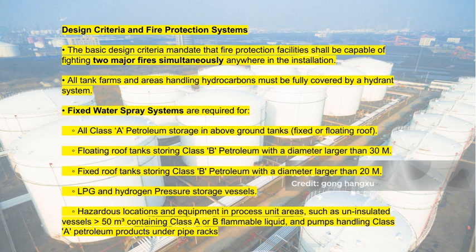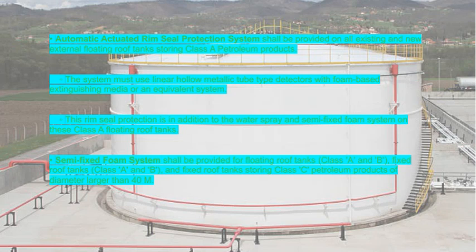Finally, in hazardous locations and around process equipment, especially where uninsulated vessels over 50 cubic meters contain Class A or B flammable liquids, fixed water spray systems are required. This also applies to pumps handling Class A petroleum products located under pipe racks. These measures are all about ensuring we have comprehensive fire protection coverage tailored to the specific risks involved, aligning with our overall safety objectives. On this slide, I'll explain the key safety systems we're implementing for our tanks that store Class A petroleum products.